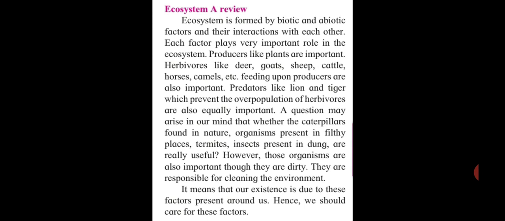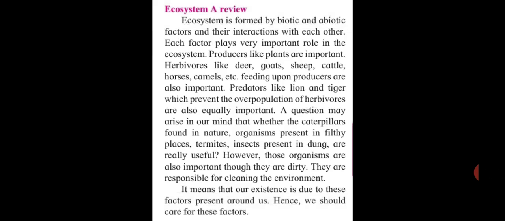So what one should understand from this is that the ecosystem, which is a part of our environment, consists of many factors. As mentioned, biotic and abiotic factors are very important role players in the ecosystem, which maintain our ecosystem. Now, the factors are divided as producers and consumers. Plants are producers, and all those organisms which depend on plants, and the organisms which depend on those organisms, are called consumers.